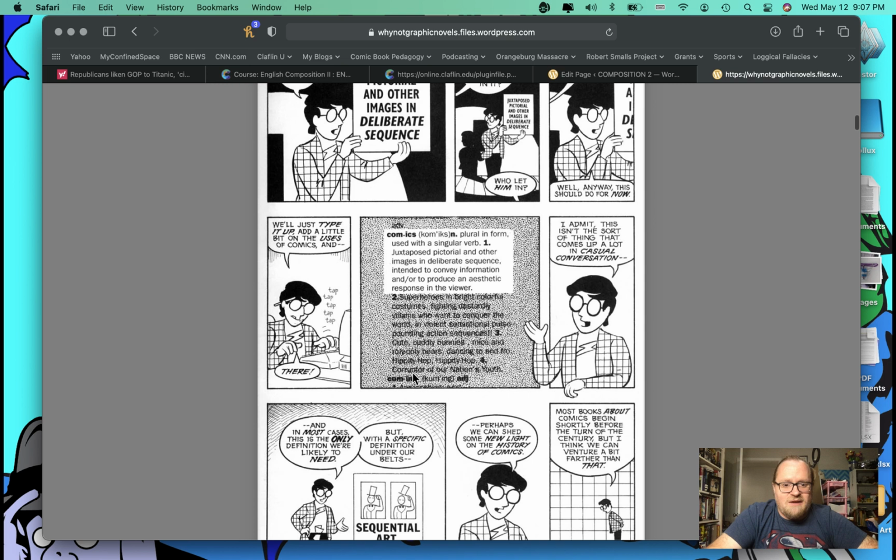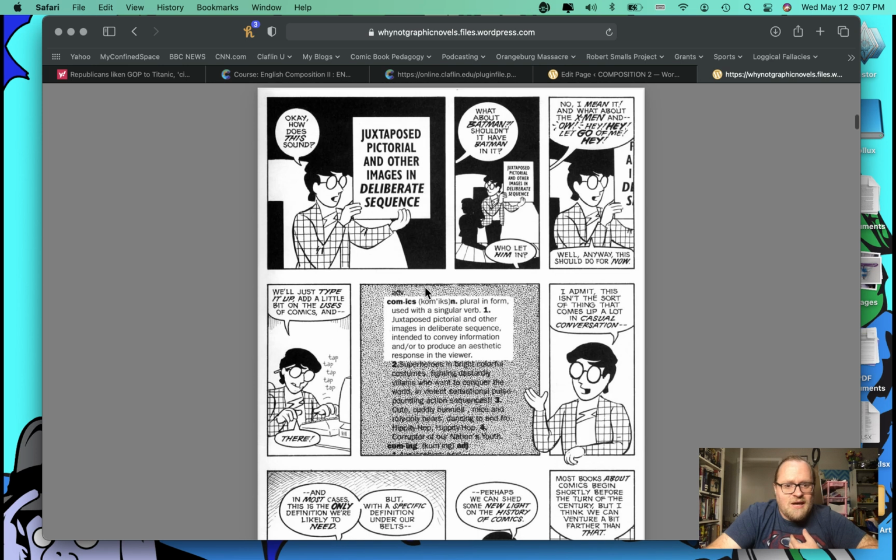He does lay out a definition for what comics are, particularly this idea of juxtaposed pictorial and other images in deliberate sequence intended to convey information and/or produce an aesthetic response in the viewer. And what he basically means by this is that these 2 panels here are images that are juxtaposed. They're put side by side. They're done so in a particular order that's designed to communicate information. He's communicating information here, but it could also simply be aesthetically pleasing, which is to say you find it something that your eye finds attractive.